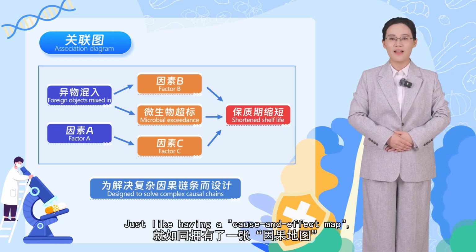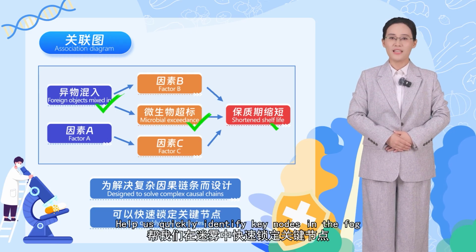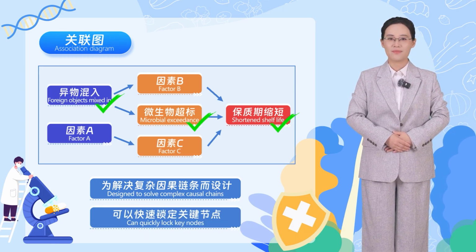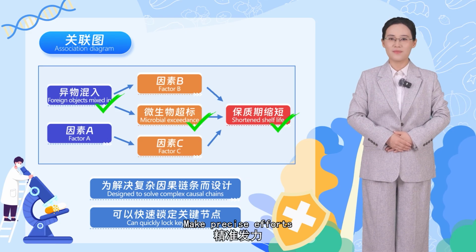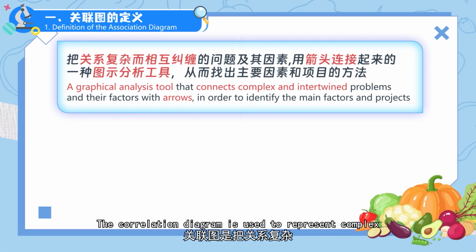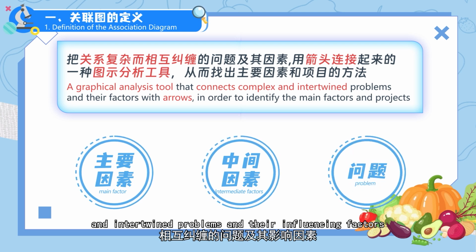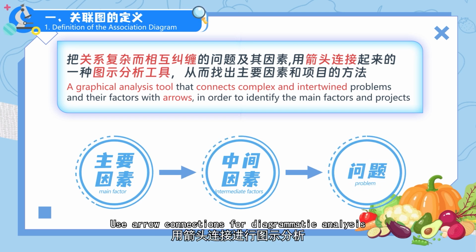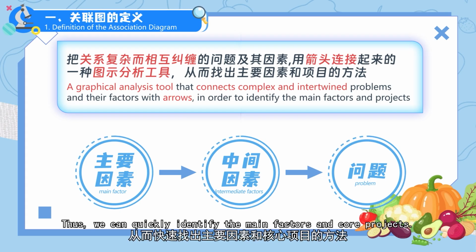Master it, just like having a cause and effect map. Help us quickly identify key nodes in the fog. Make precise efforts. The correlation diagram is used to represent complex and intertwined problems and their influencing factors. Use arrow connections for diagrammatic analysis. Thus, we can quickly identify the main factors and core projects.